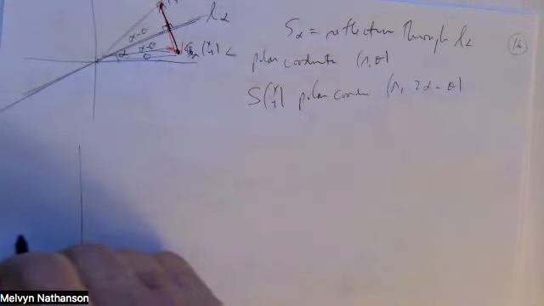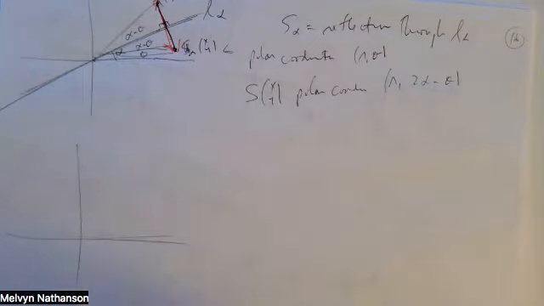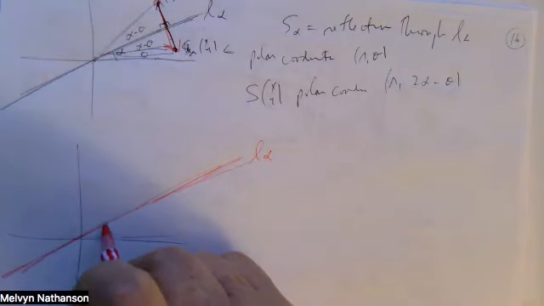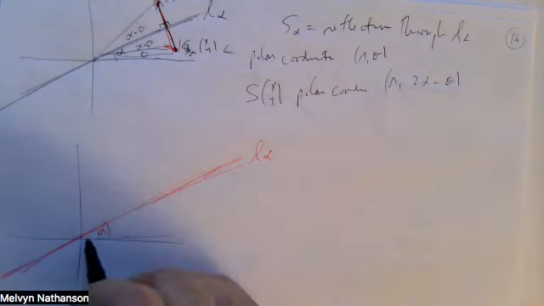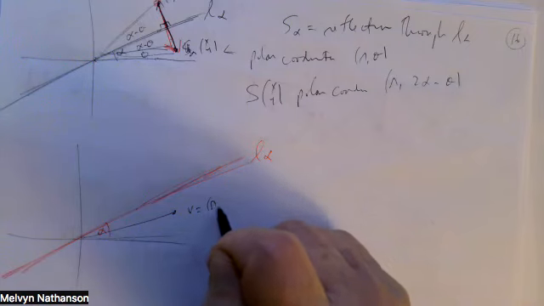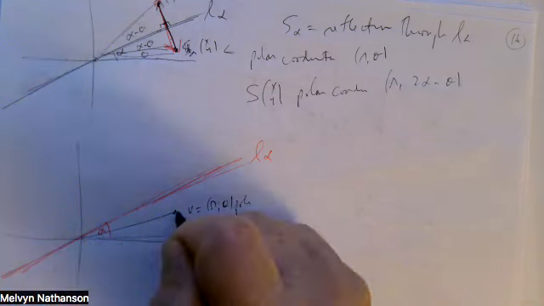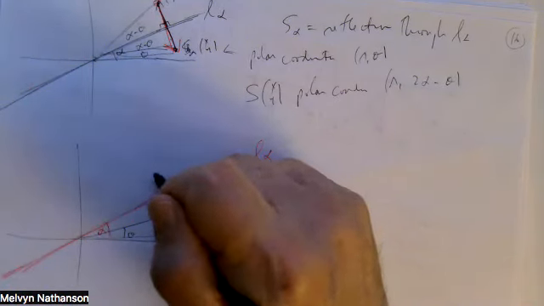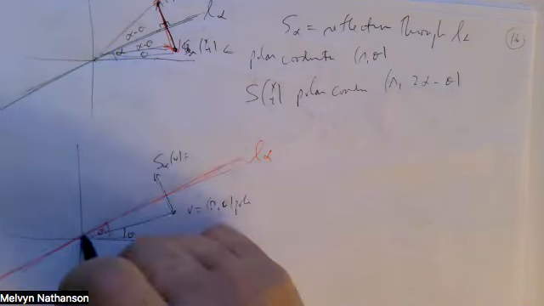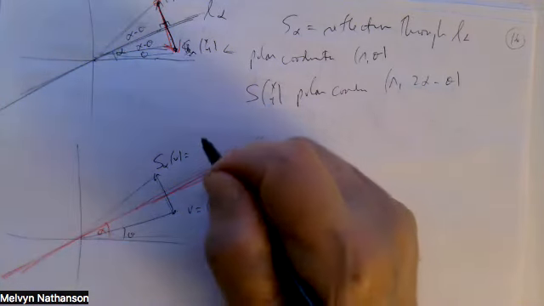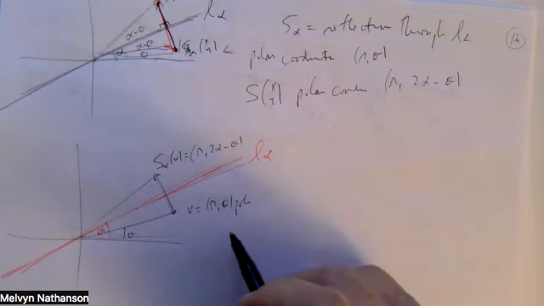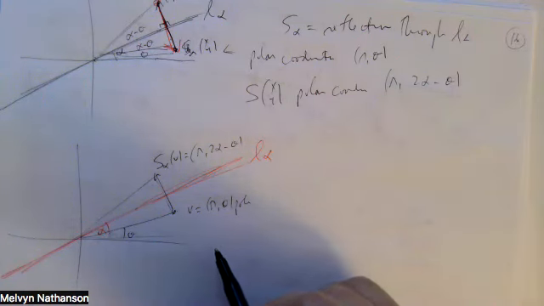So let me draw a better picture of this. I'm reflecting through this line L alpha. So this angle is alpha. And I take my vector V, whose polar coordinates are going to be r, theta. That means this distance is r and this angle is theta. And when I reflect it, I get S alpha of V. The distance to the origin is the same. The length of the vector hasn't changed. But this angle is now 2 alpha minus theta.